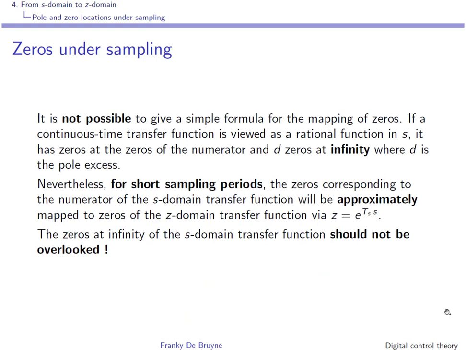Before we look at zeros under sampling, we should have a look at the pole excess of a transfer function and the zeros at infinity. So we'll take an example. P(s) here is (T3 s plus 1) over (T1 s plus 1) squared times (T2 s plus 1). So the pole excess here is 2, so d is equal to 2 in this case. So you can see here that if s is tending to plus or minus infinity, well, P(s) will tend to zero. So you can view these as zeros of the transfer function. We are going to consider zeros at infinity, but with s tending to minus infinity because you need to take s that are in the region of convergence.